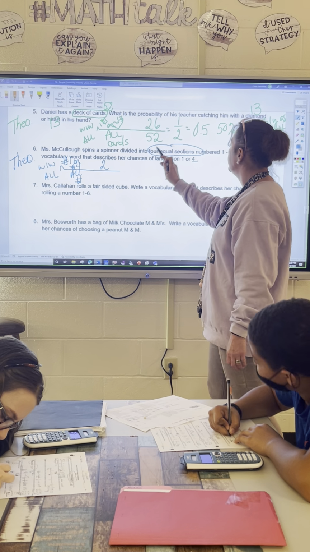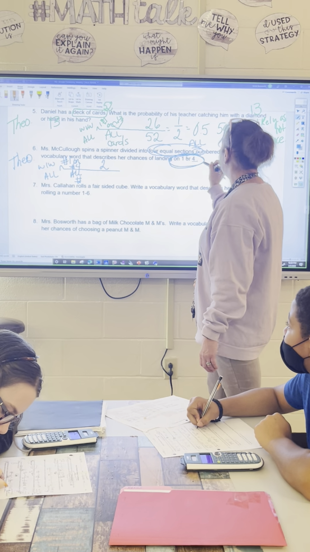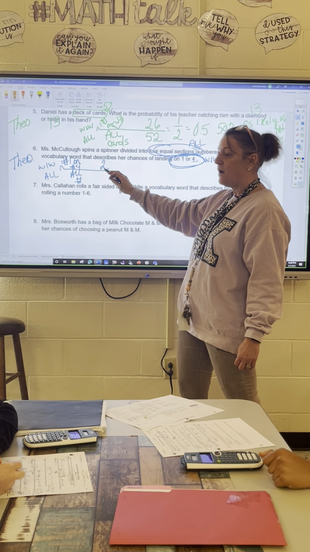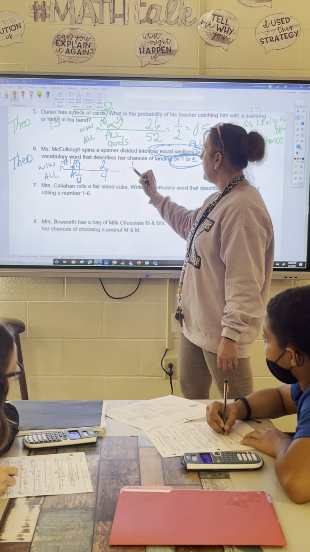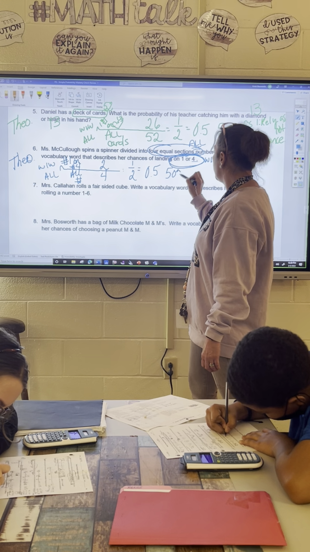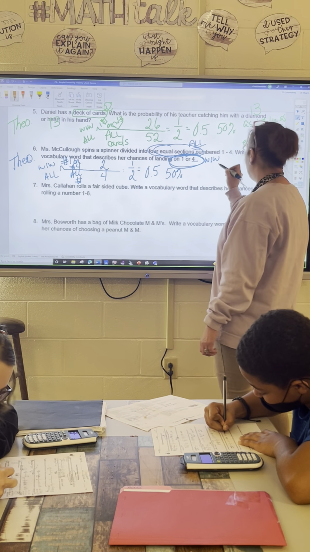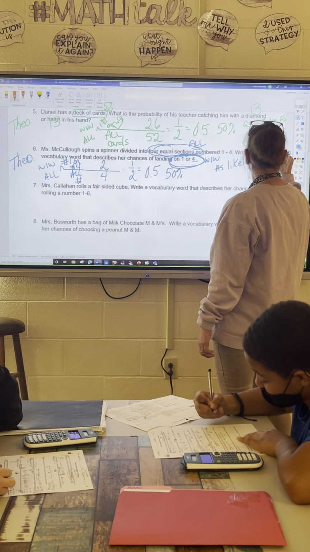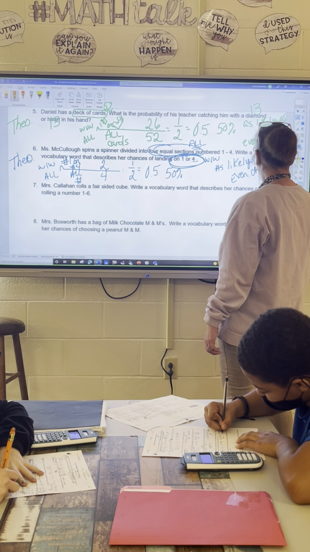4 equal sections is your all. Landing on 1 or 4 is what I want. So 2 out of 4, which is 1/2, which is 0.5, which is 50%. Now we're to the vocabulary. What do we call that? As likely as not, or an even chance.